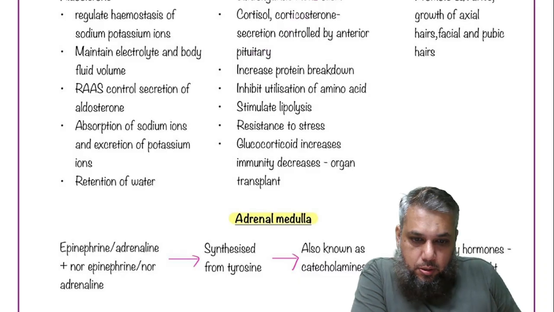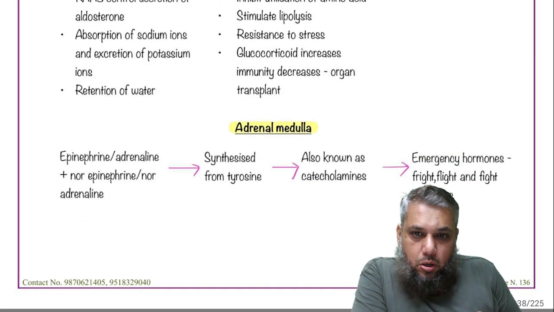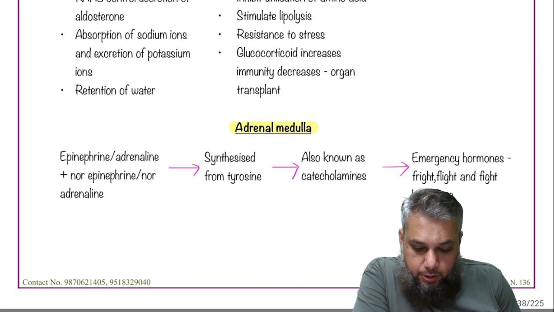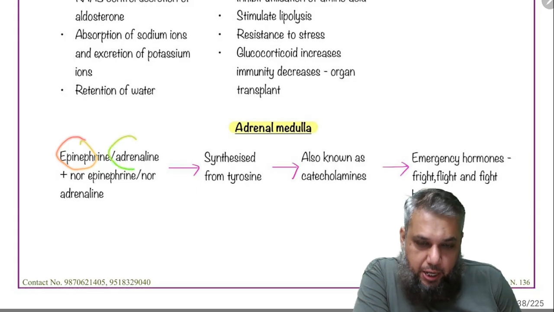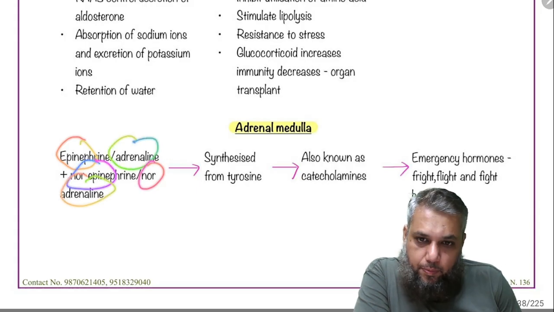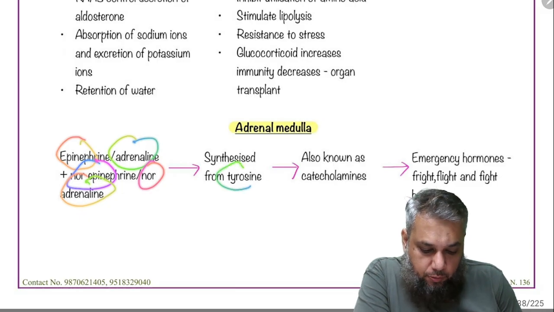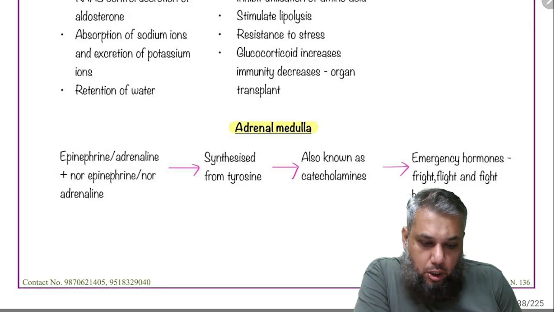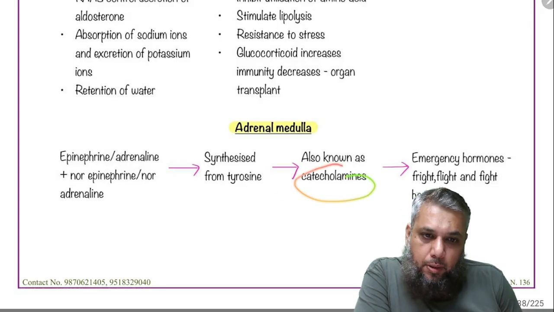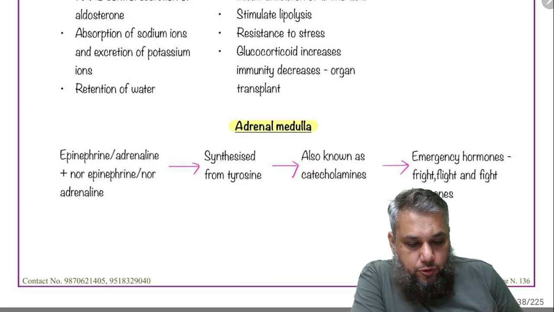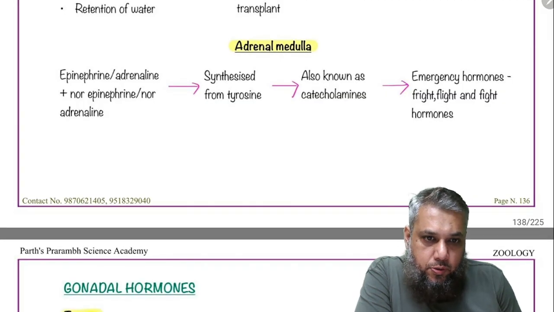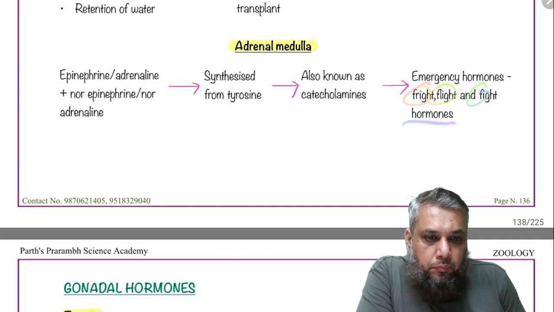Adrenal medulla, on the other hand, releases hormones called epinephrine, also called adrenaline, and norepinephrine, also called noradrenaline, which are synthesized from the amino acid tyrosine. Together, they are called catecholamines. They are a part of your sympathetic responses. These are called emergency hormones or the fright, flight, and fight hormones.